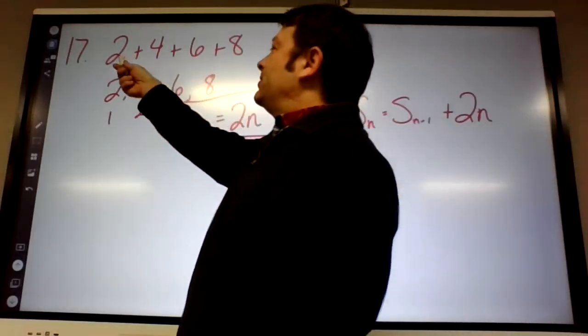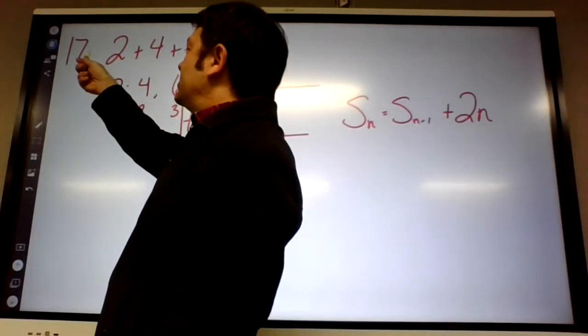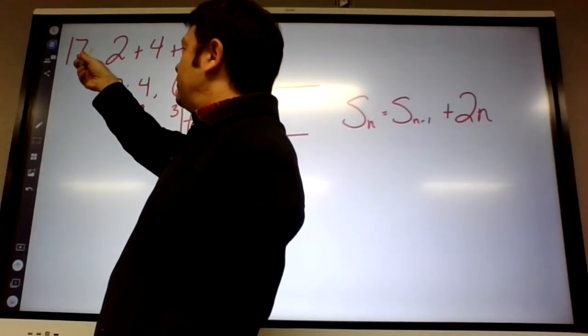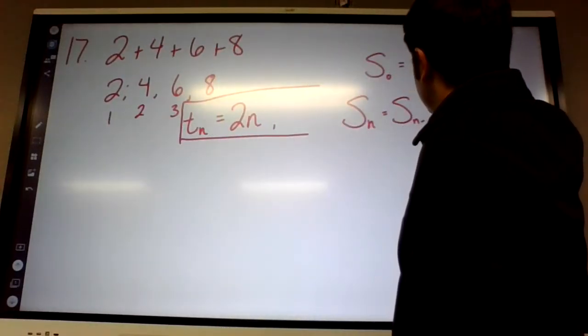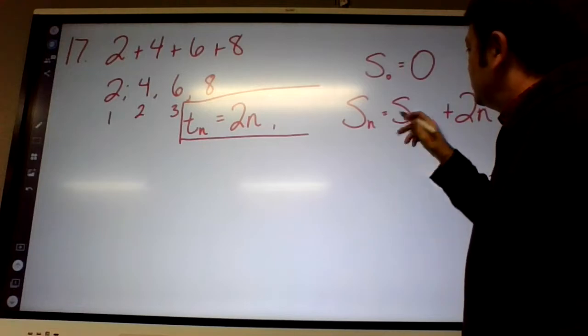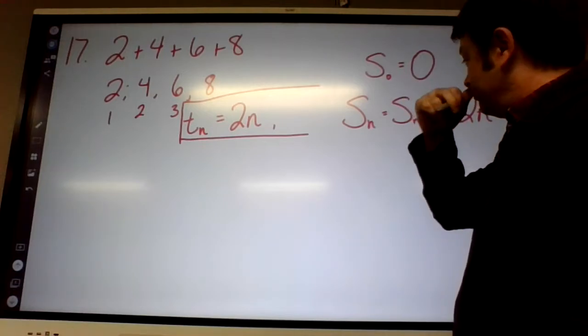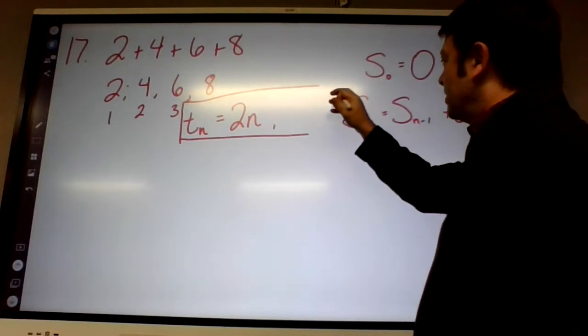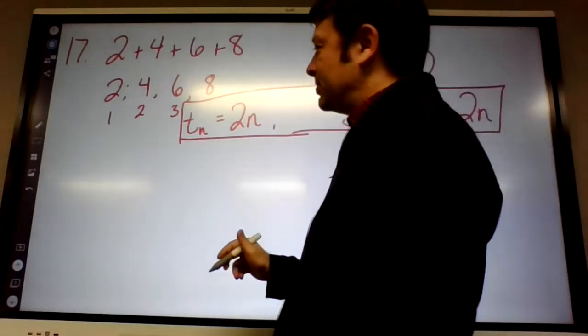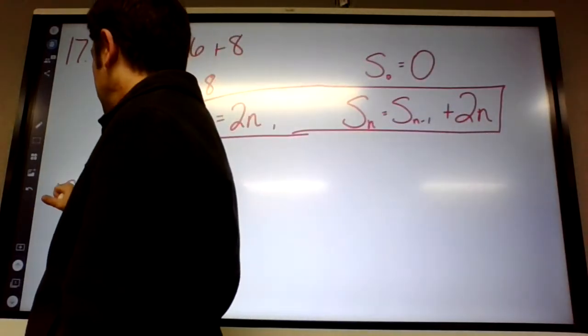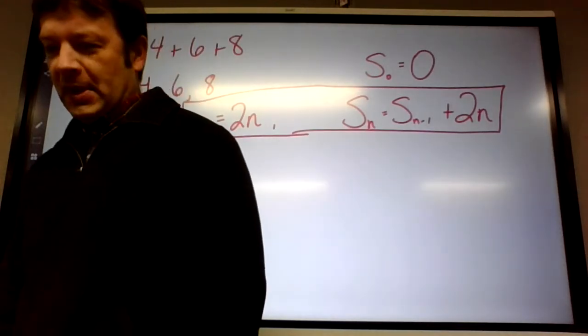Okay, and I'd have to back up one step to get my first term. So what would come before 2? 0. So that's okay. Now we got it. I might help you guys with the evens on this one.